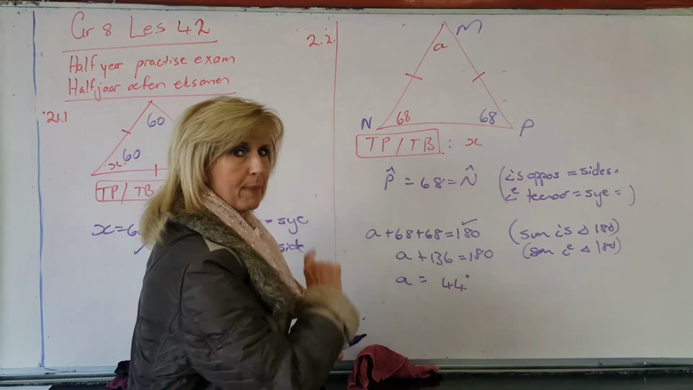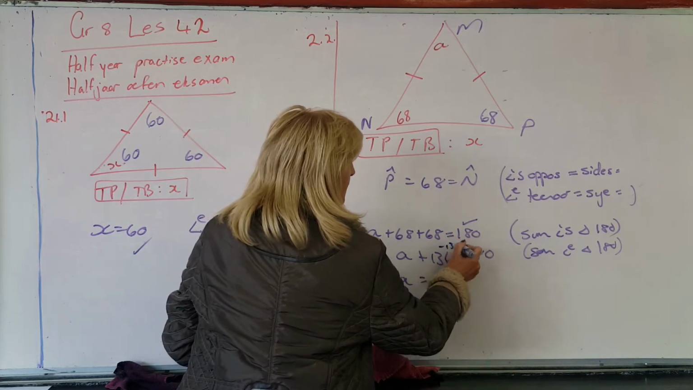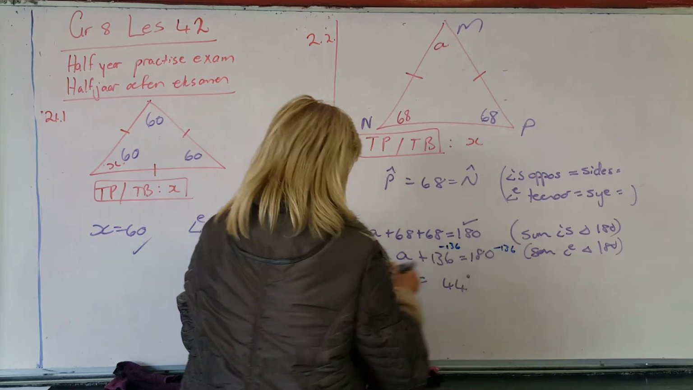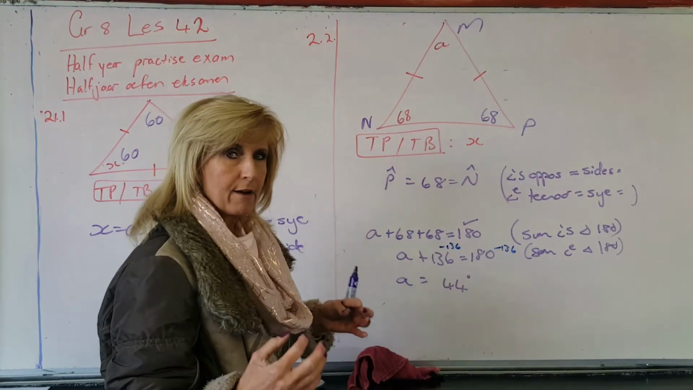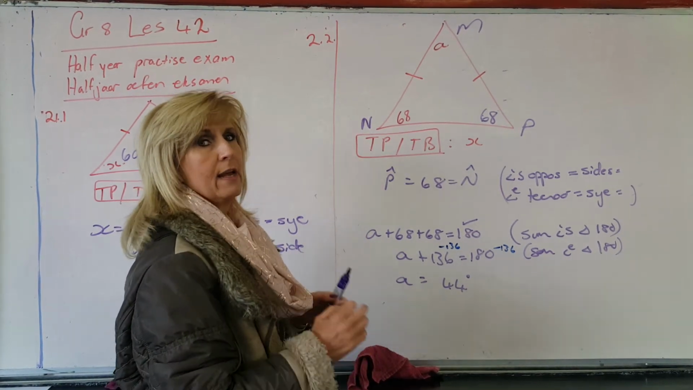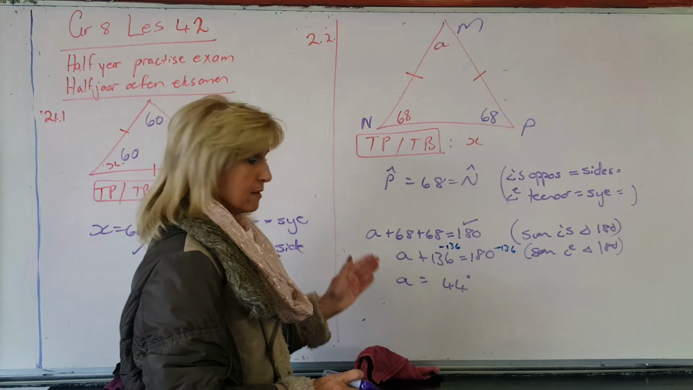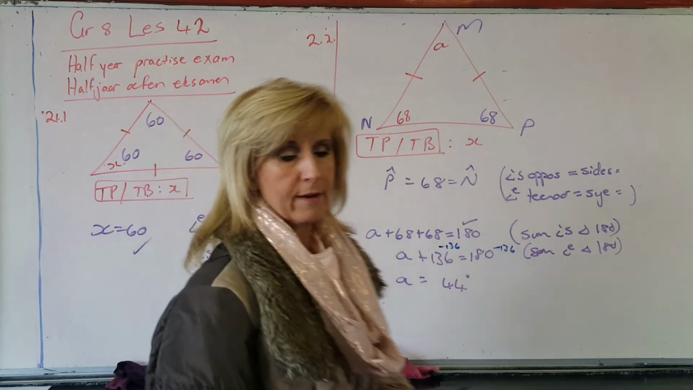How did I do that? Basic equations. You can say minus 136 on both sides. And remember, in equations there are a few techniques that I've taught you. First you can add, then take it across, or first take it across, then add, and they're all right, alternative methods of doing it. So A is 44.